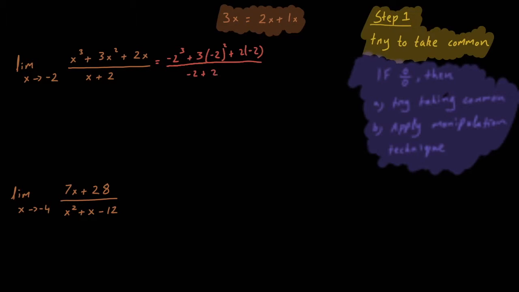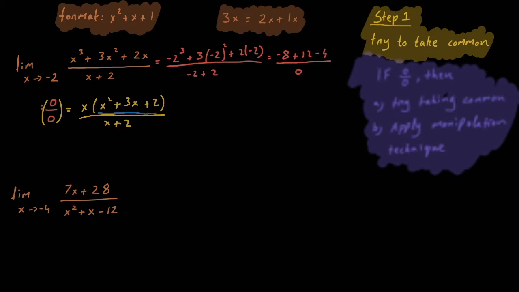negative 2 plus 2. So this becomes negative 8 plus 12 minus 4 divided by 0, and this comes out to be 0 divided by 0. As the answer is 0 divided by 0, we need to apply one of the manipulation techniques, but before that we have to take something common, so let's try doing that. In the numerator we can take x common, so we will be left with x squared plus 3x plus 2, and in the denominator we cannot take anything common, so we will have the same expression x plus 2.